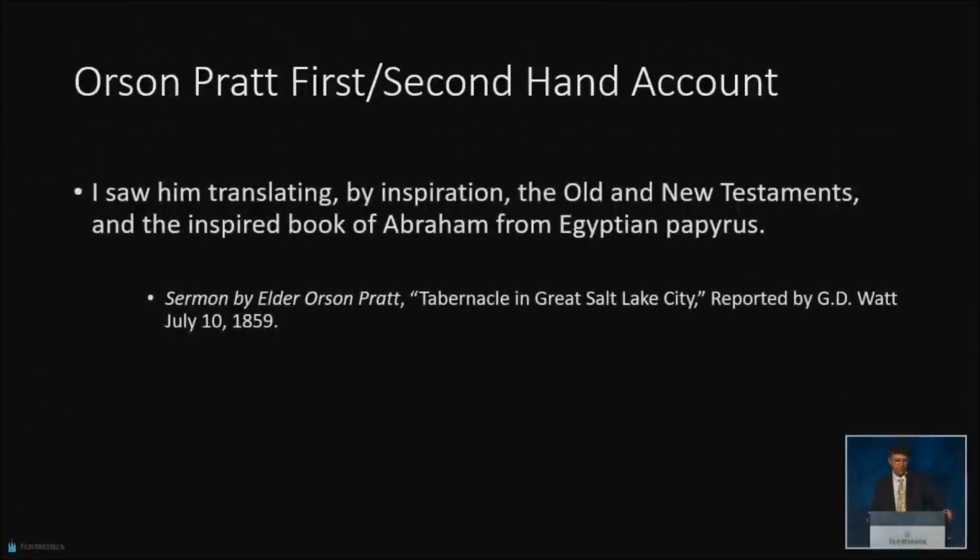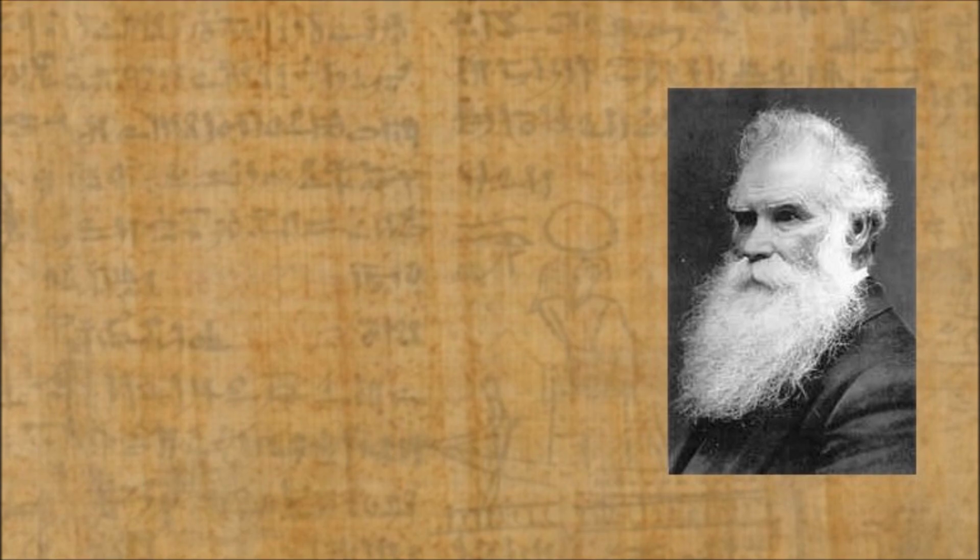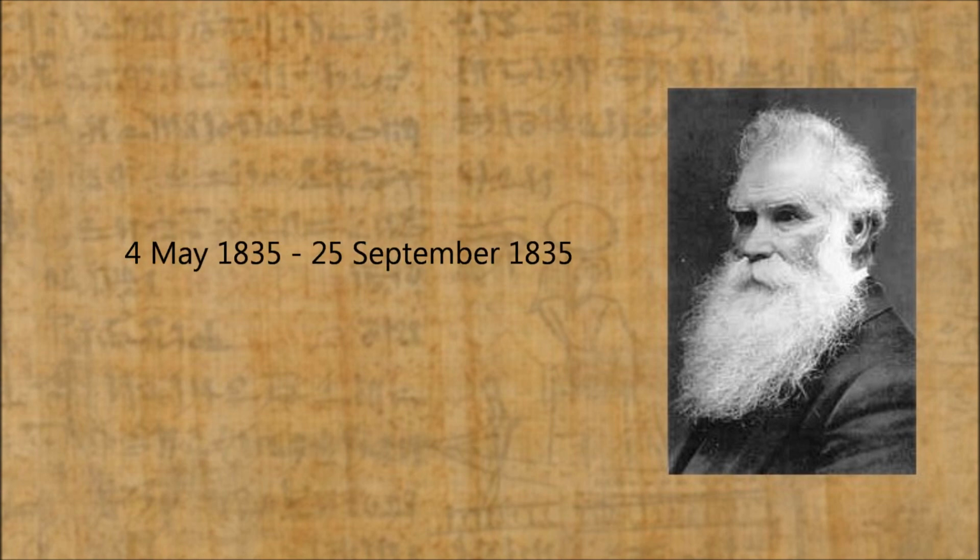In another place, he says of Joseph Smith, "I saw him," and this would be a first-hand account, "I saw him translating by inspiration the Old and New Testaments and the inspired book of Abraham from Egyptian papyrus." Again, very clear, and he uses the word translating by inspiration. Pratt left Kirtland on a mission to the east with the 12 on the 4th of May, 1835, and returned on the 25th of September, 1835.